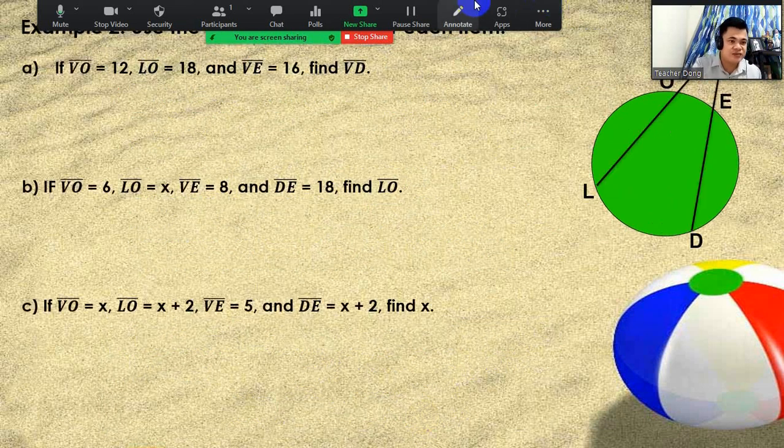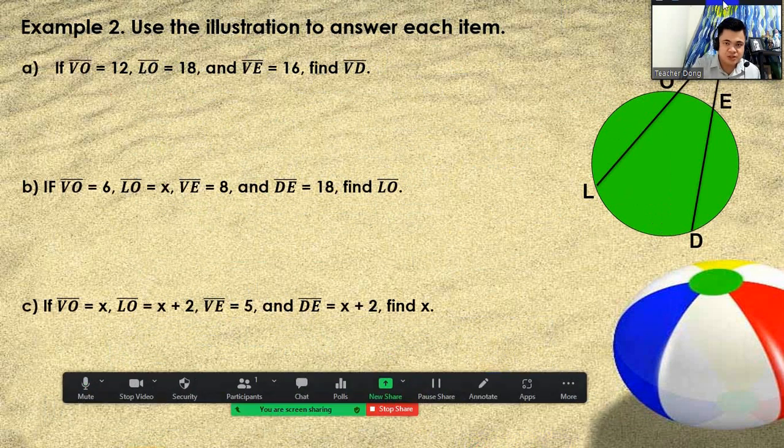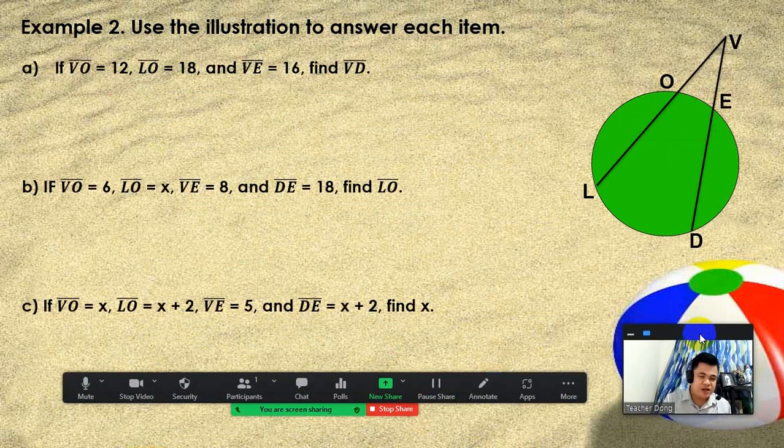So let's have the second example. Use the illustration to answer each item. Let's have letter A. So this is the illustration. Okay. So as you can see, there are two secants that are intersecting outside the circle. So how are we going to solve for this one? First, you have to form your equation. Okay. VO, which is the portion, times the whole.